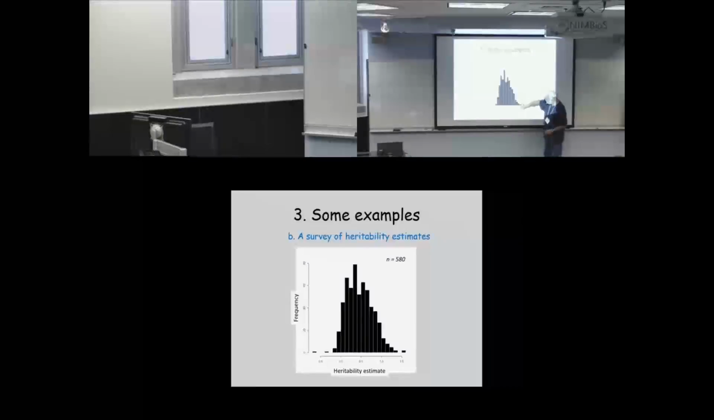Now, you notice you even get some estimates that are greater than 1, right? And even negative, right? But those are sampling errors. The parameter can only vary between 0 and 1.